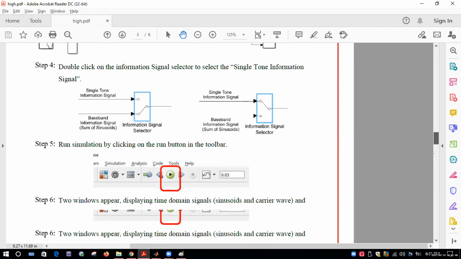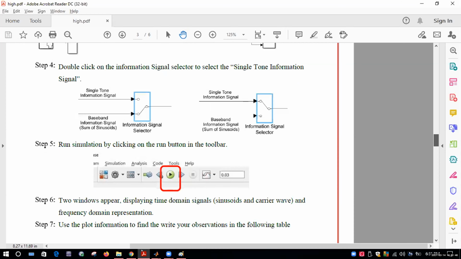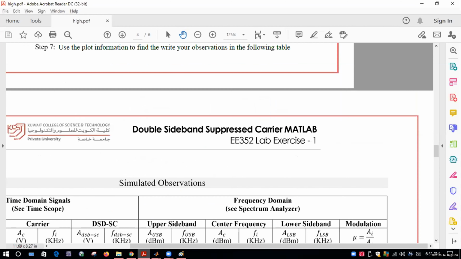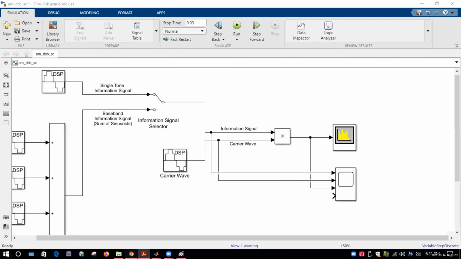Now, what do we need to write in this? Oh, I'm sorry. I went to the wrong page. Anyways.